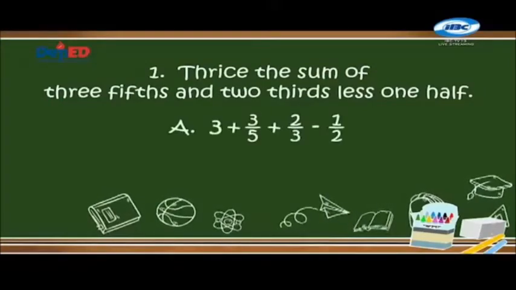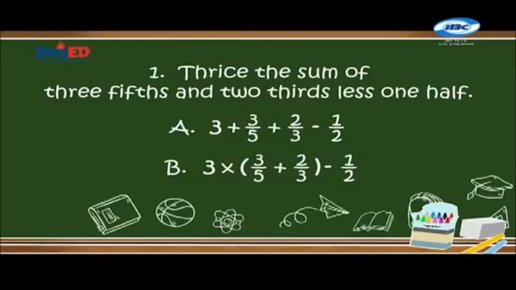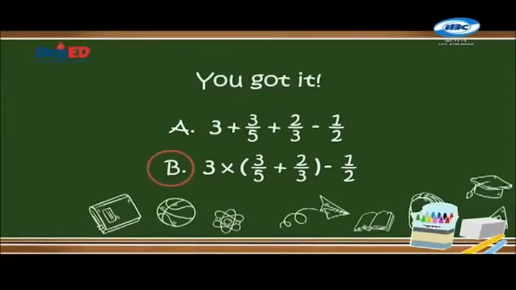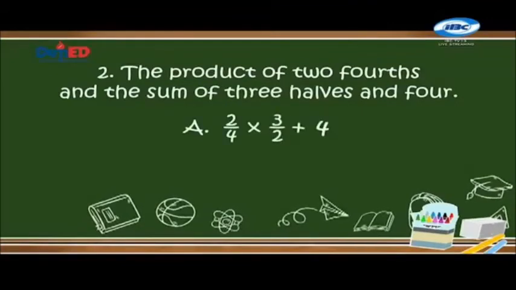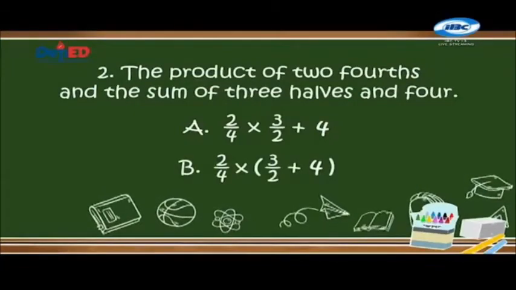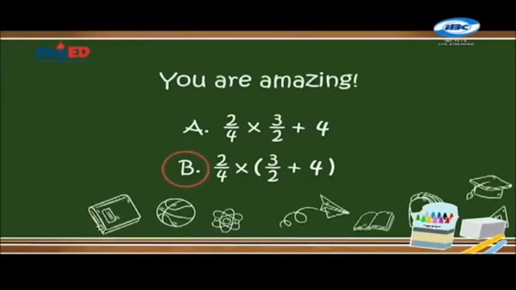Is it A, 3 plus 3/5 plus 2/3 minus 1/2? Or B, 3 times the group of 3/5 plus 2/3 minus 1/2? You got it! It's B. Number 2. The product of 2/4 and the sum of 3/2 and 4. Is it A, 2/4 times 3/2 plus 4? Or B, 2/4 times the group of 3/2 plus 4? You are amazing! It's B.